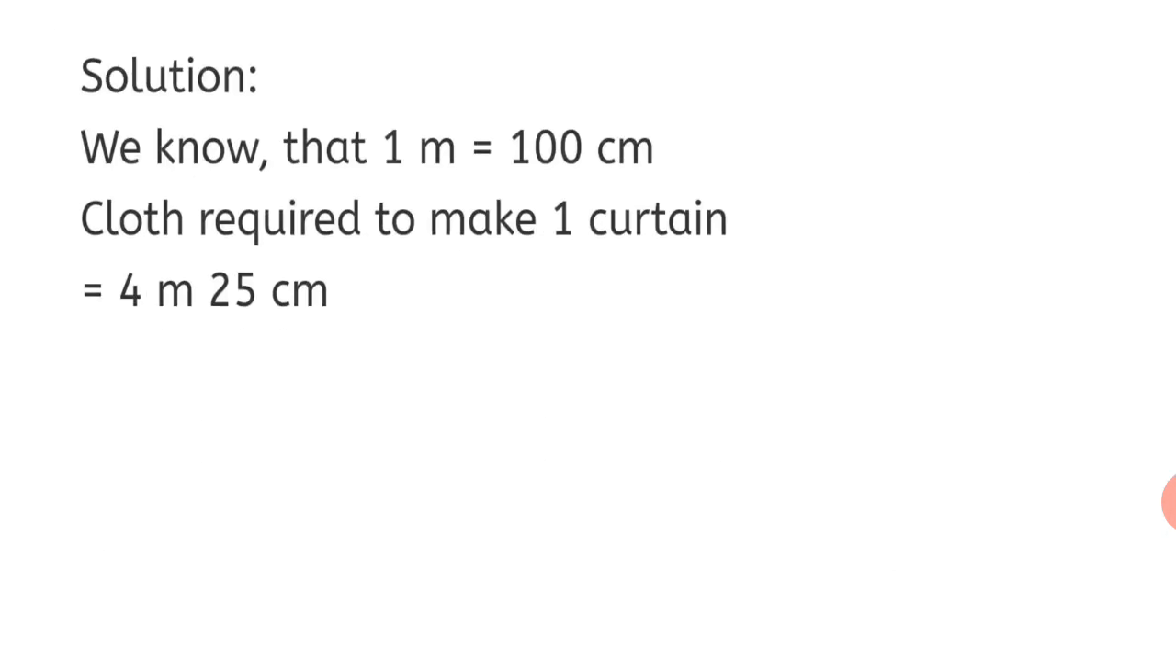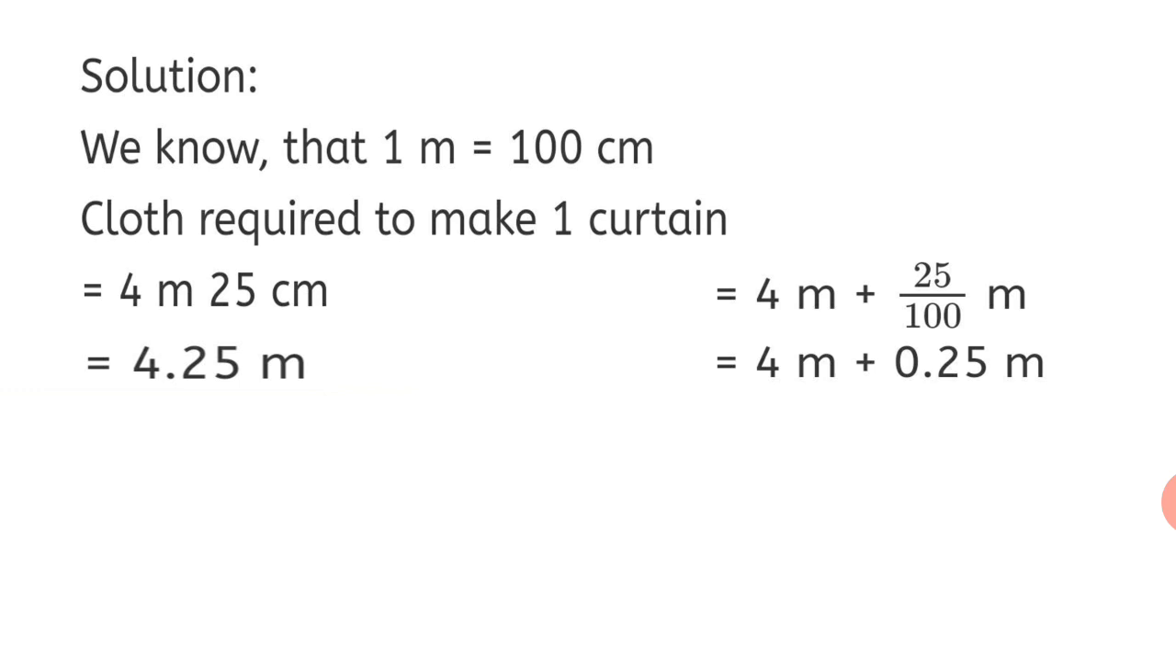Let's see the steps and understand the sum one step at a time. We know that 1 meter is equal to 100 centimeters. So the cloth required to make one curtain, how much is given? It's given 4 meter 25 centimeter. So we will convert it into meters. How to convert into meters? 25 centimeter, we take 25 upon 100 meter.